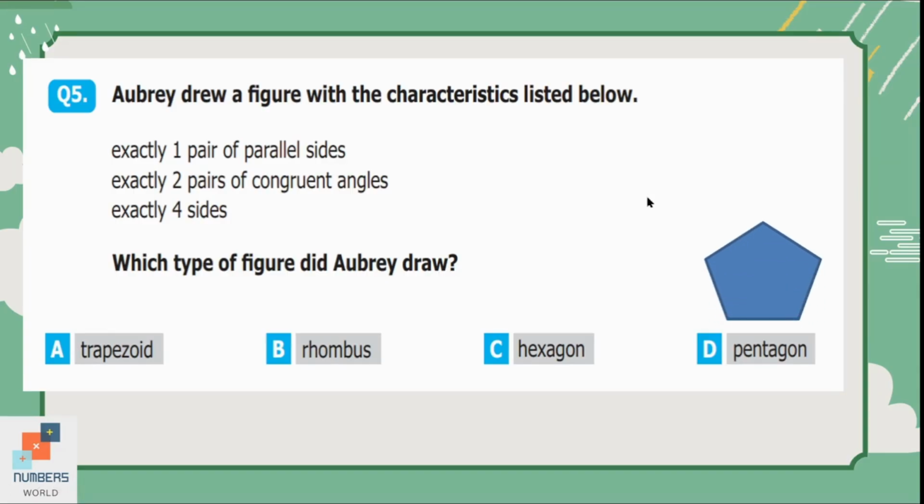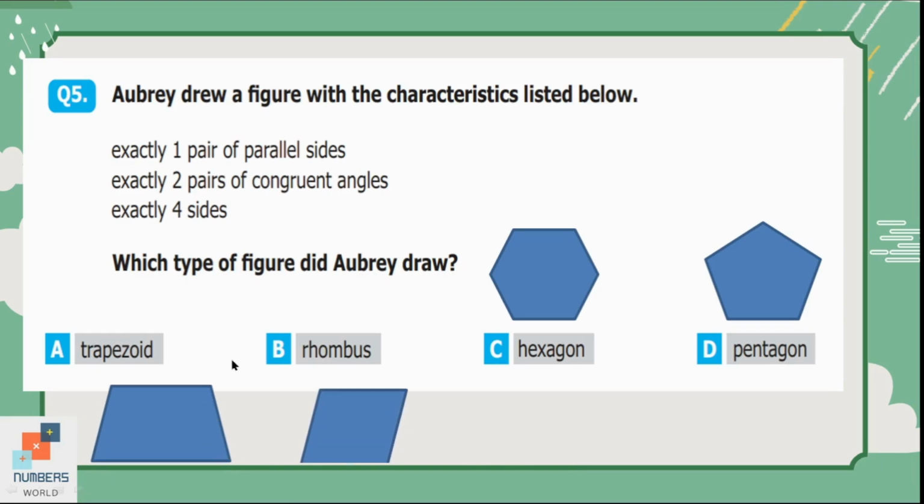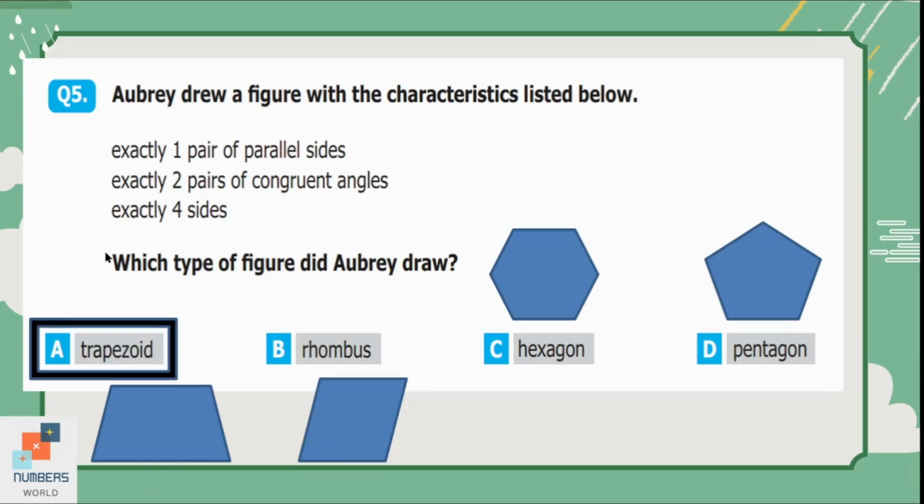So if we look at pentagon and hexagon, these two shapes have more than 4 sides. So option C and D are incorrect. Now we are left with option A, trapezoid, and option B, rhombus. A rhombus has two pairs of parallel lines, but a trapezoid has only one pair of parallel lines. According to the given criteria, option A is the correct one, which has 4 sides and one pair of parallel lines. It has two pairs of concurrent angles as well.